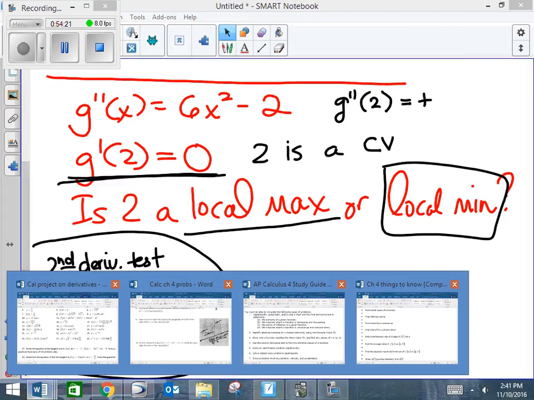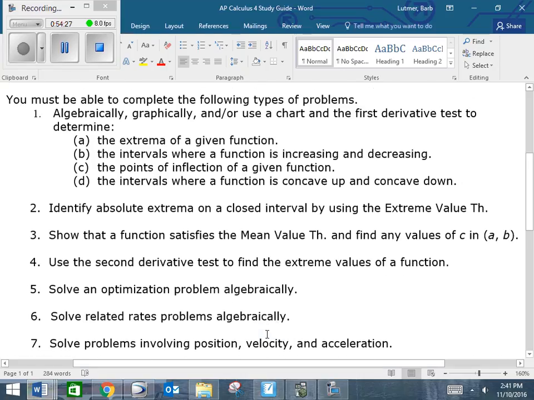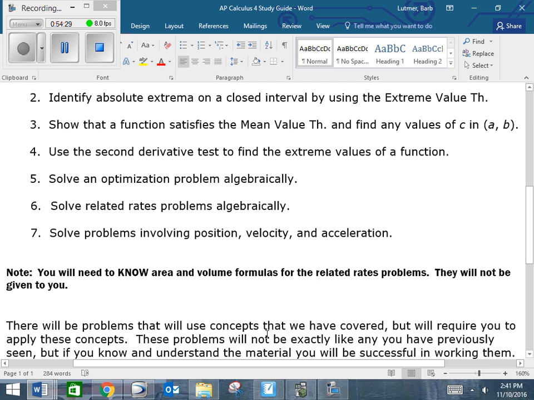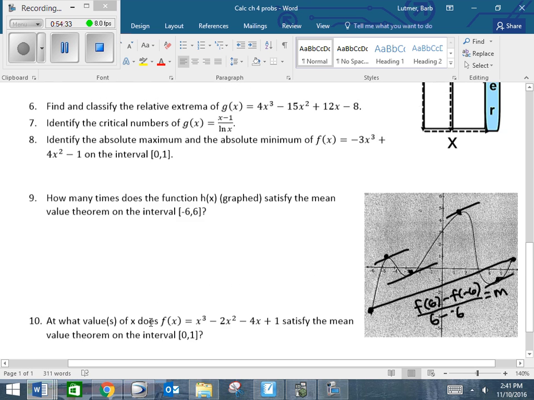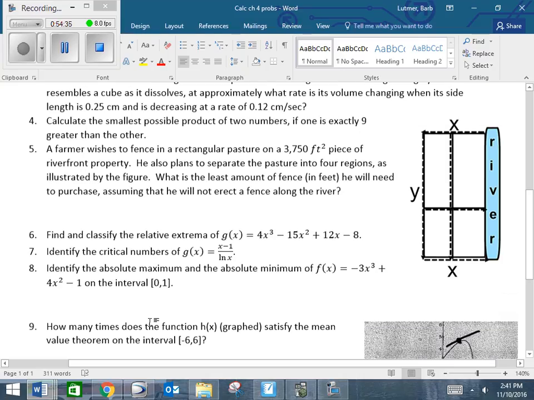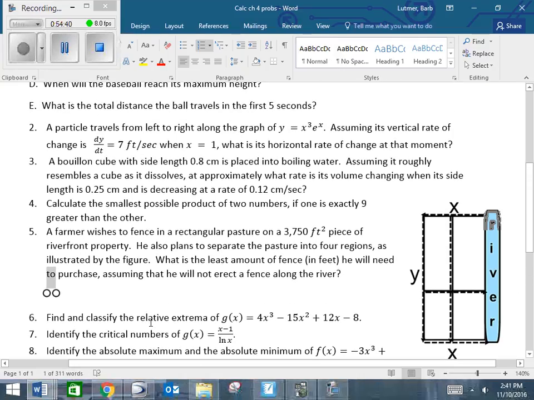Alrighty then, let's see what else. Optimization, related rates, position, velocity, acceleration, those are word problems. Should we grab one? Let's go back to here. I'm looking for number 3.